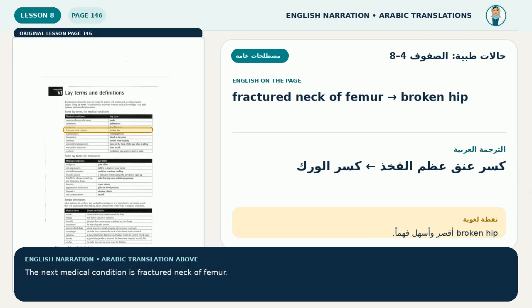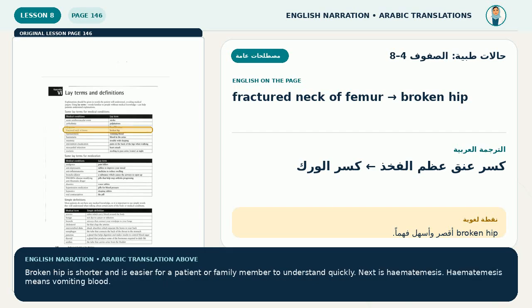The next medical condition is fractured neck of femur. This is a fracture near the top of the thigh bone, close to the hip joint. The lay term is broken hip. Broken hip is shorter and is easier for a patient or family member to understand quickly.